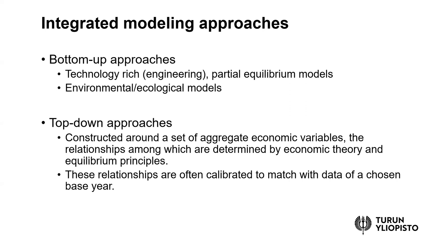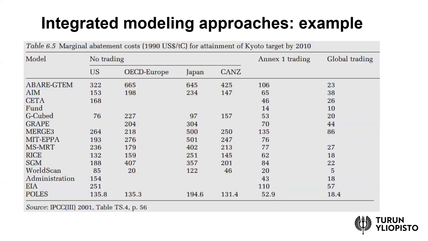The next slide illustrates a list of alternative computable general equilibrium or integrated modeling approaches that have been used to assess the marginal abatement costs of attaining the Kyoto targets. So this refers to climate policy, and perhaps it could be said that the golden age of climate modeling was in the late 90s, early 2000s, when the Kyoto Protocol was a hot topic, and there were many different models and modeling approaches trying to assess how costly it would be for the economy.